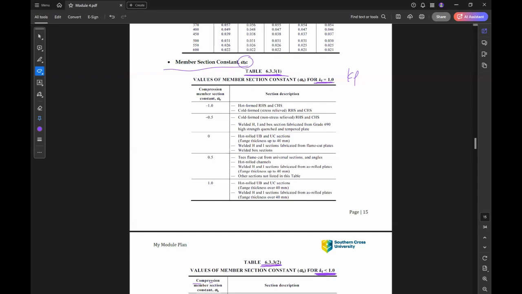Member with idealized end restraint, or using Appendix G for braced members, or this clause for sway members, and this clause 4.6.3.5 for members in triangulated structures. So we will focus on the first one, using the idealized end restraint.